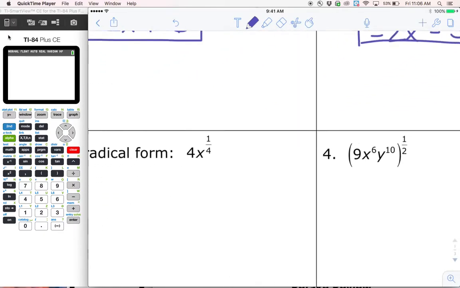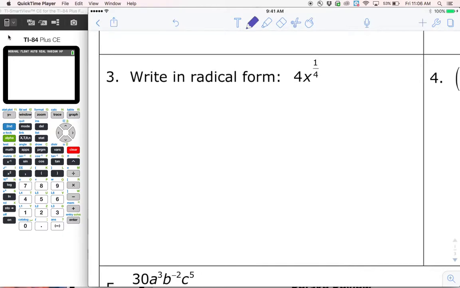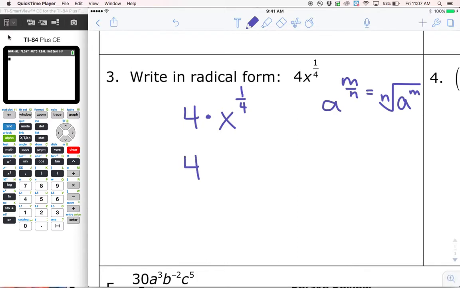Problem number 3. All right, in problem number 3, we need to write this in radical form. I would really encourage you guys to separate it as thinking about this as 4 times x to the 1/4, right? And then with that term over there, we need to remember our rule. Well, we have a to the m over n is equal to, n is our index, a to the power of m. And this formula is on your formula chart, remember? So really we have 4 times, and then we follow this pattern, right?